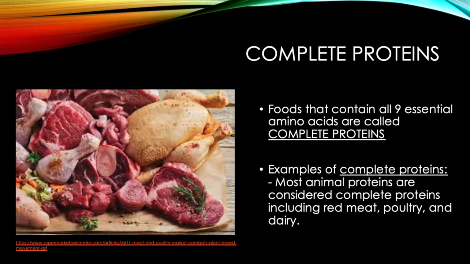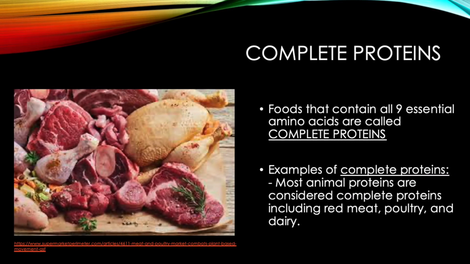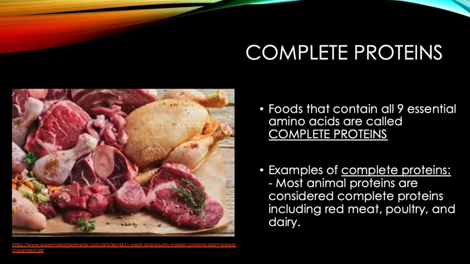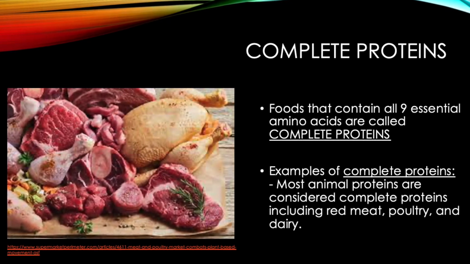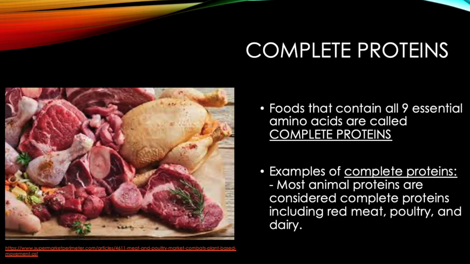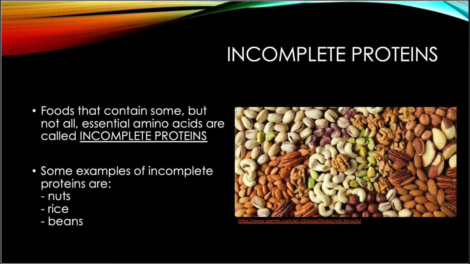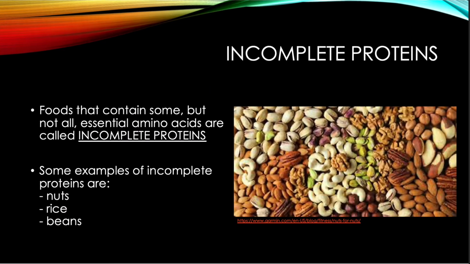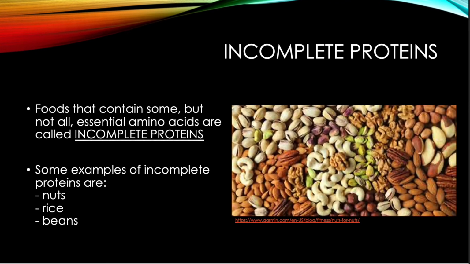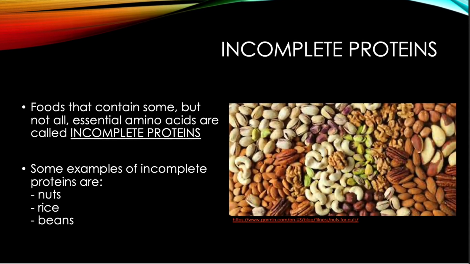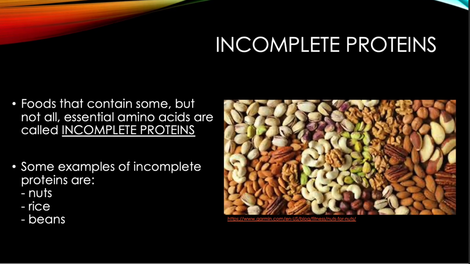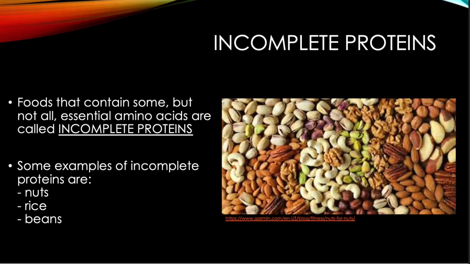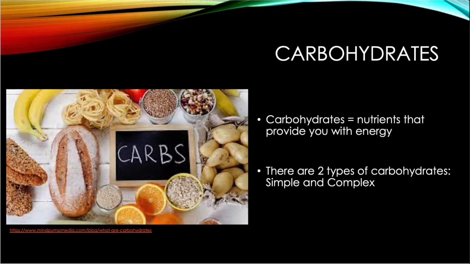Complete proteins. Complete proteins are foods that contain all 9 essential amino acids. Most animal proteins are considered complete proteins, and this includes red meat, poultry, and dairy. Incomplete proteins are foods that have some of the essential amino acids, but not all of them. Examples of incomplete proteins are nuts, rice, and beans. There are other incomplete proteins out there, but these are just a few to name.